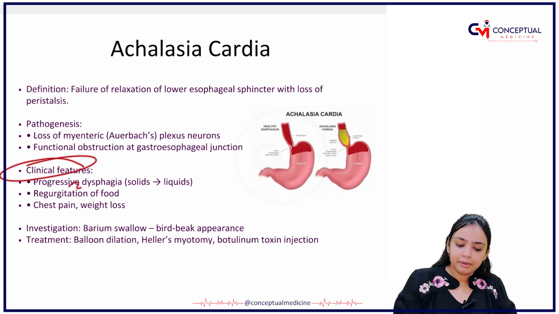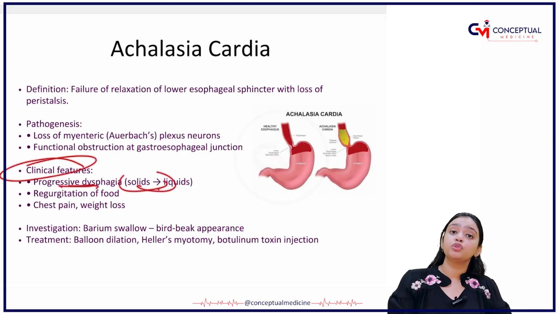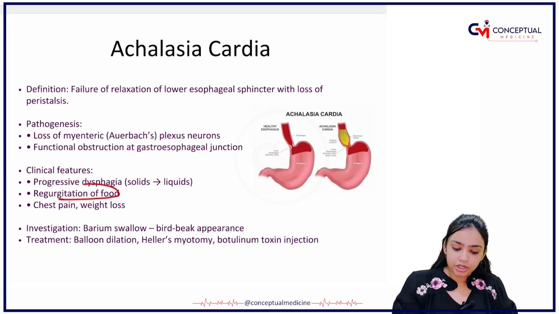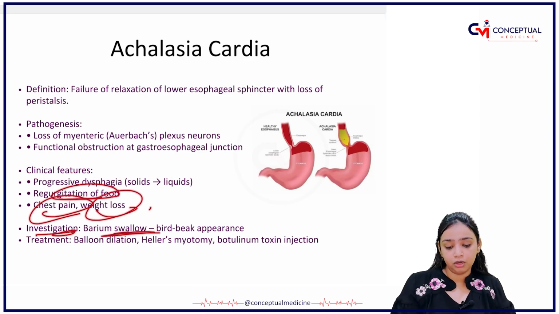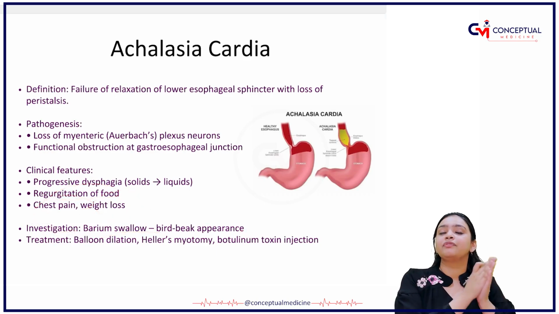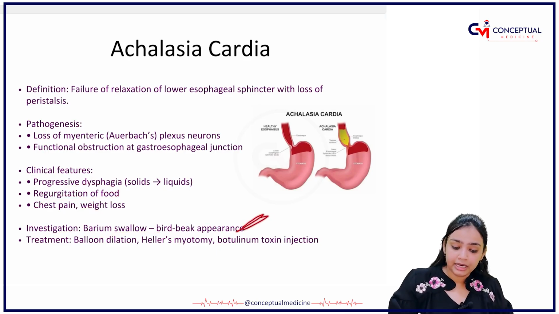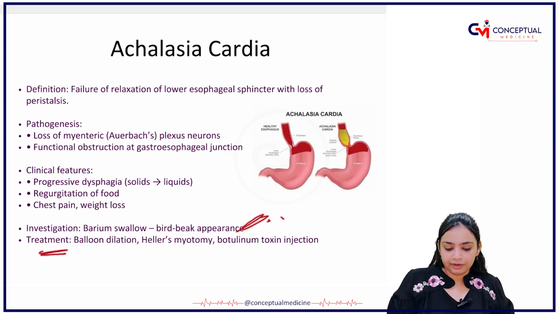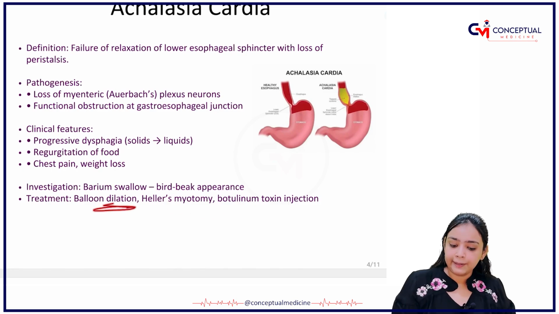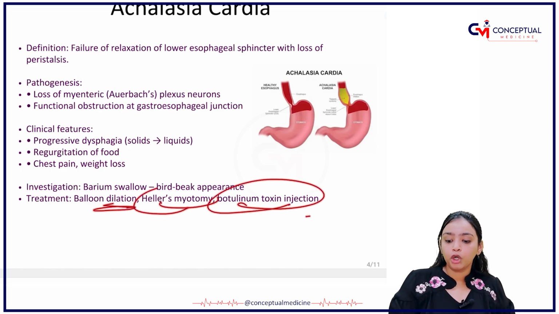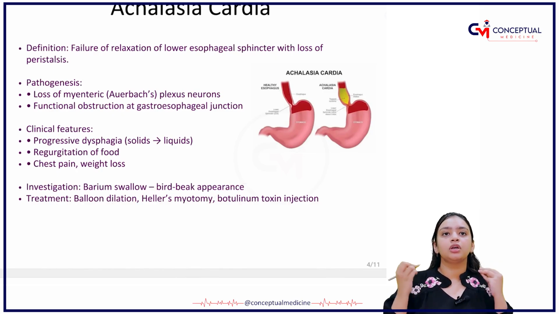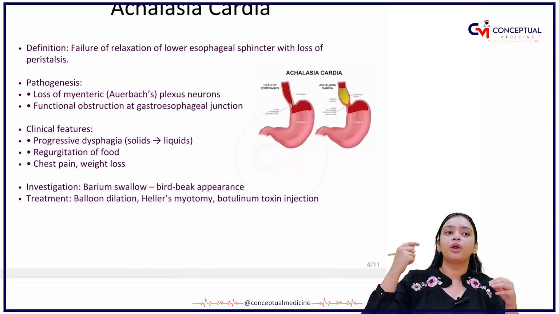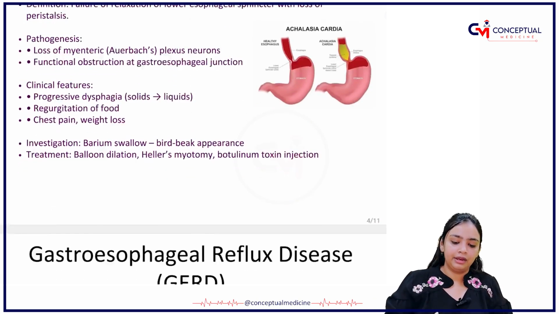If I talk about the pathogenesis, there is a loss of reflexes of neurons that are present over there. The clinical features will be progressive dysphagia, more to solids than liquid, regurgitation of food, chest pain and weight loss. In the investigations, I will do the barium swallow. There I will be able to appreciate a very classical image of achalasia, that is your bird beak appearance. In the treatment, I will give balloon dilatation, then Heller's myotomy and botulinum toxin injection. So botulinum toxin injections are also given to the patients who just want to get rid of their wrinkles.